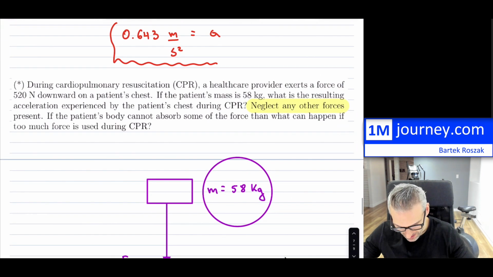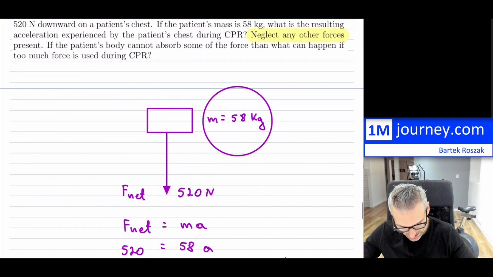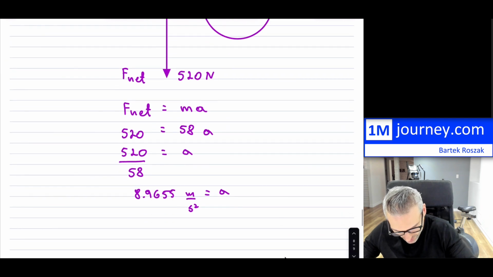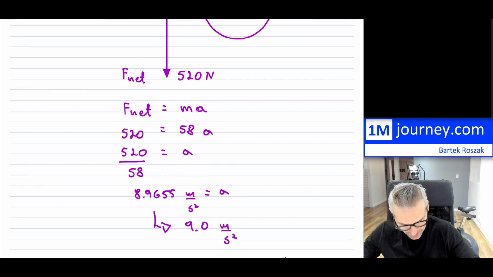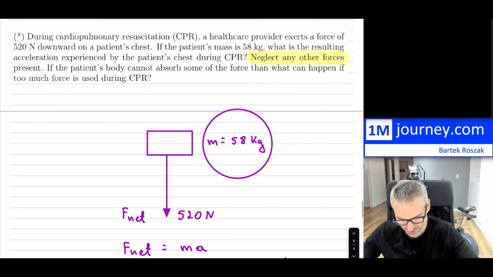Now, it doesn't tell us what to round, so I'll round to the same number of sig figs. So it looks like 2. So this is going to be really just 9.0 meters per second squared. And that is it, right? That's all that you would have in here.